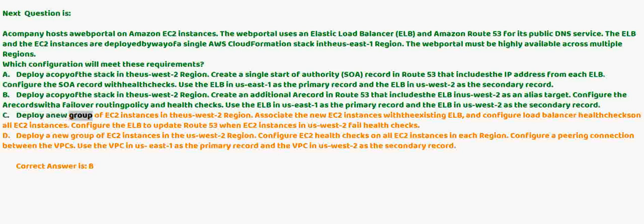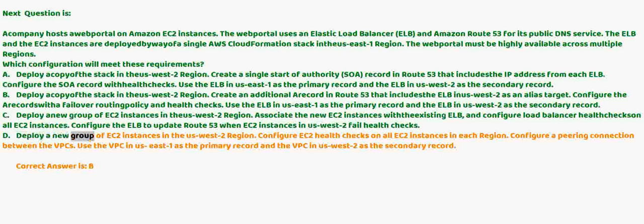C. Deploy a new group of EC2 instances in the SA-East-2 region. Associate the new EC2 instances with the existing ELB, and configure load balancer health checks on all EC2 instances. Configure the ELB to update Route 53 when EC2 instances in SA-East-2 fail health checks.